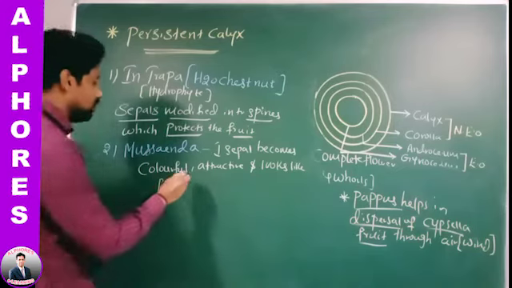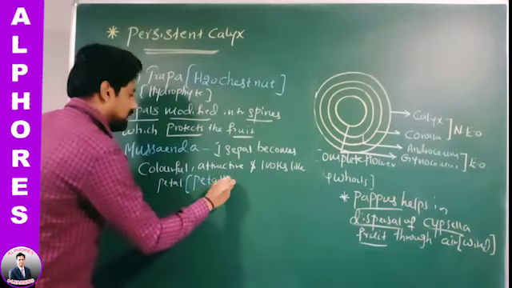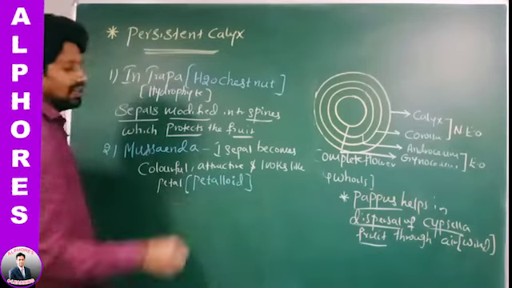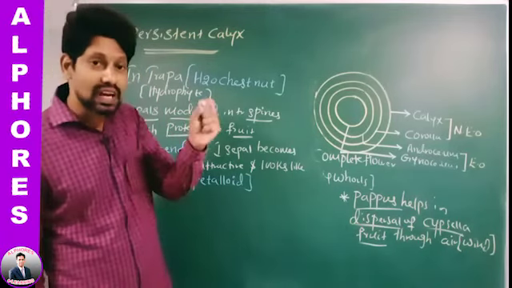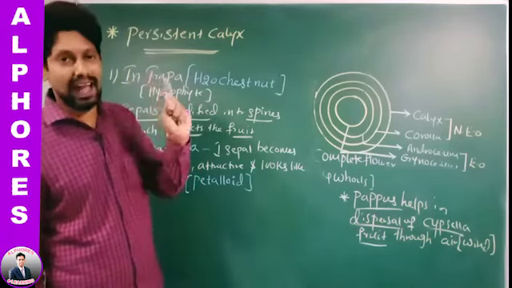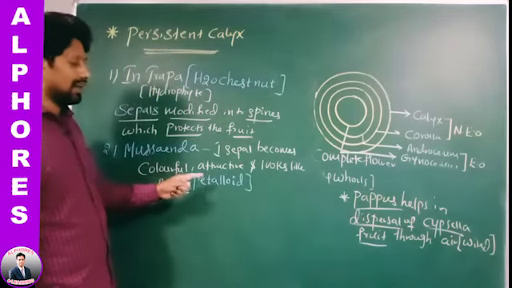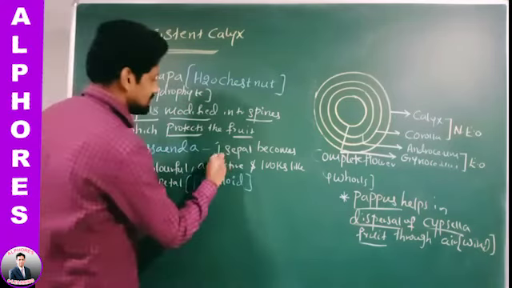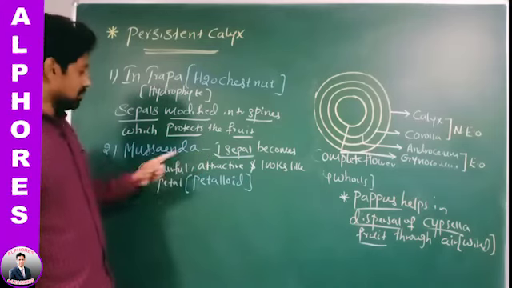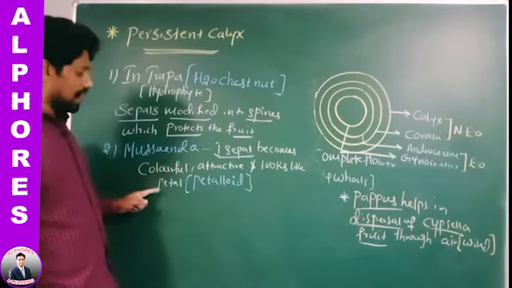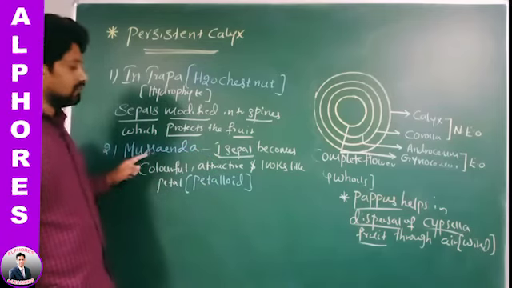If anything looks like a petal, we should call it what, sir? Petaloid. I told this in bougainvillea. In the case of bougainvillea, bracts are petaloid because bracts look like petals. Therefore, bracts are petaloid in bougainvillea. Whereas in Mussaenda, who are petaloid, sir? Sepals are petaloid. Therefore, one sepal becomes colorful, attractive and looks like a petal, so here the sepal is petaloid in Mussaenda.